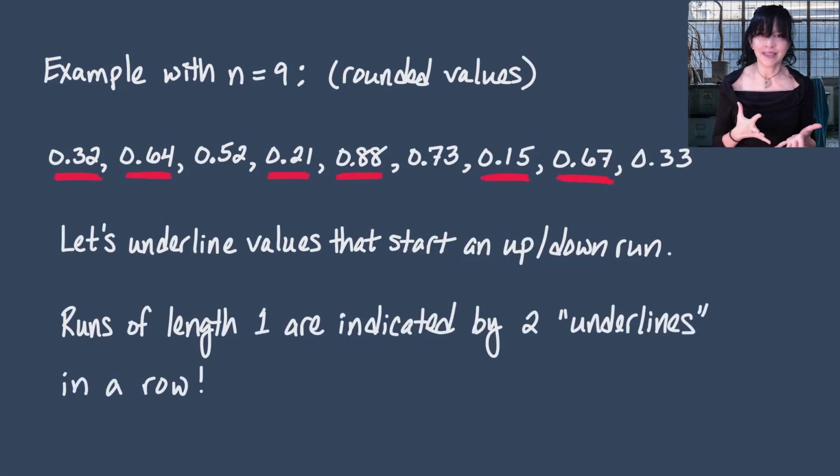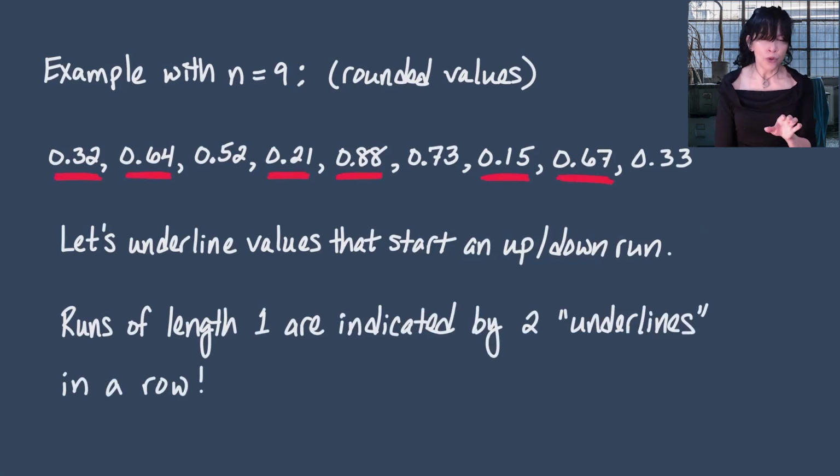Actually, I don't have it in this example, but if we had 3 underlines in a row, that would still be a way for us to count runs of length 1, because each underline is saying turn it around, turn it around, turn it around, and is indicating that a run of length 1 is happening, even if we have a bunch of consecutive ones. So runs of length 1 are indicated by 2 underlines in a row.